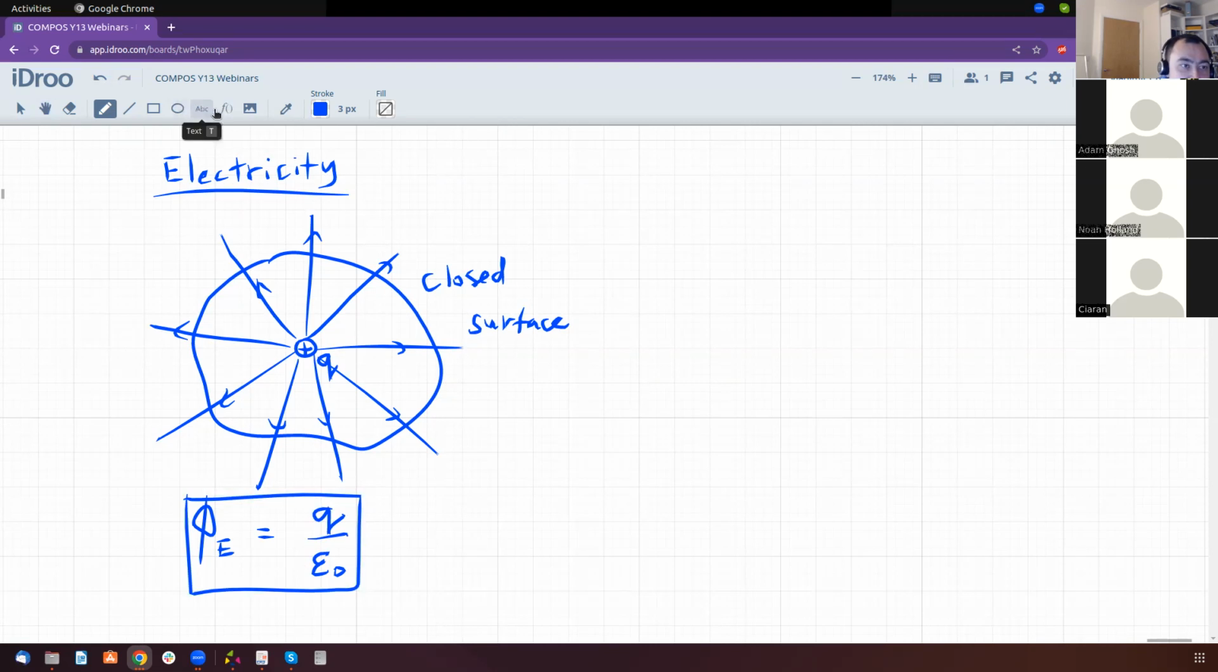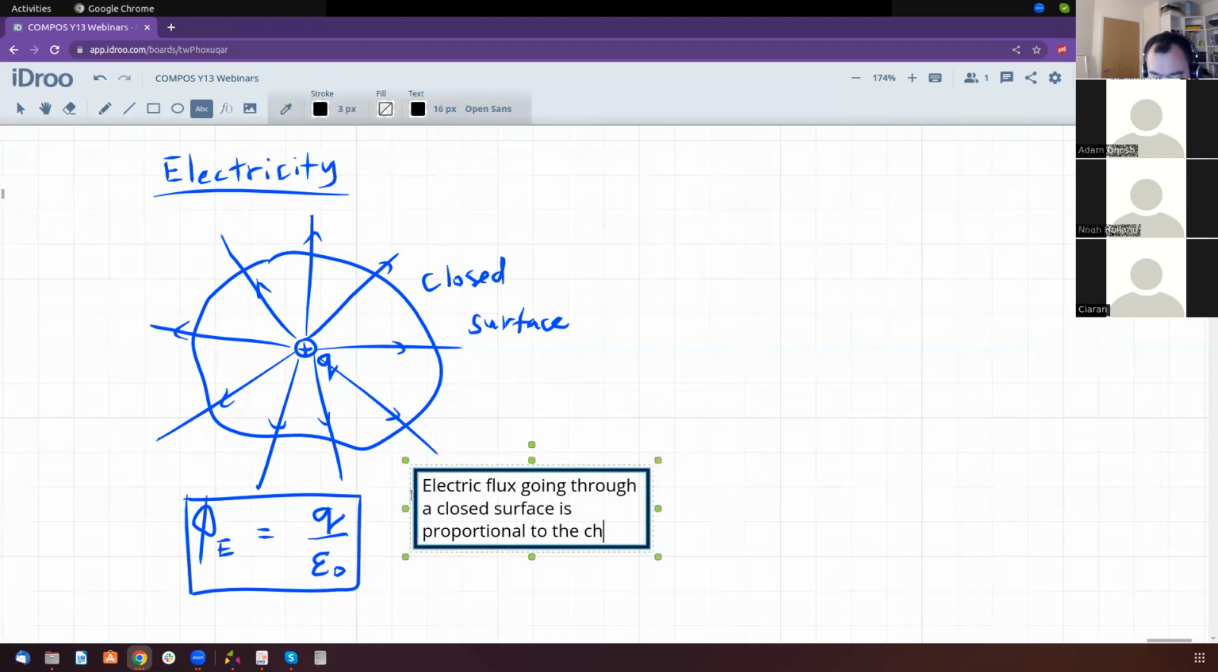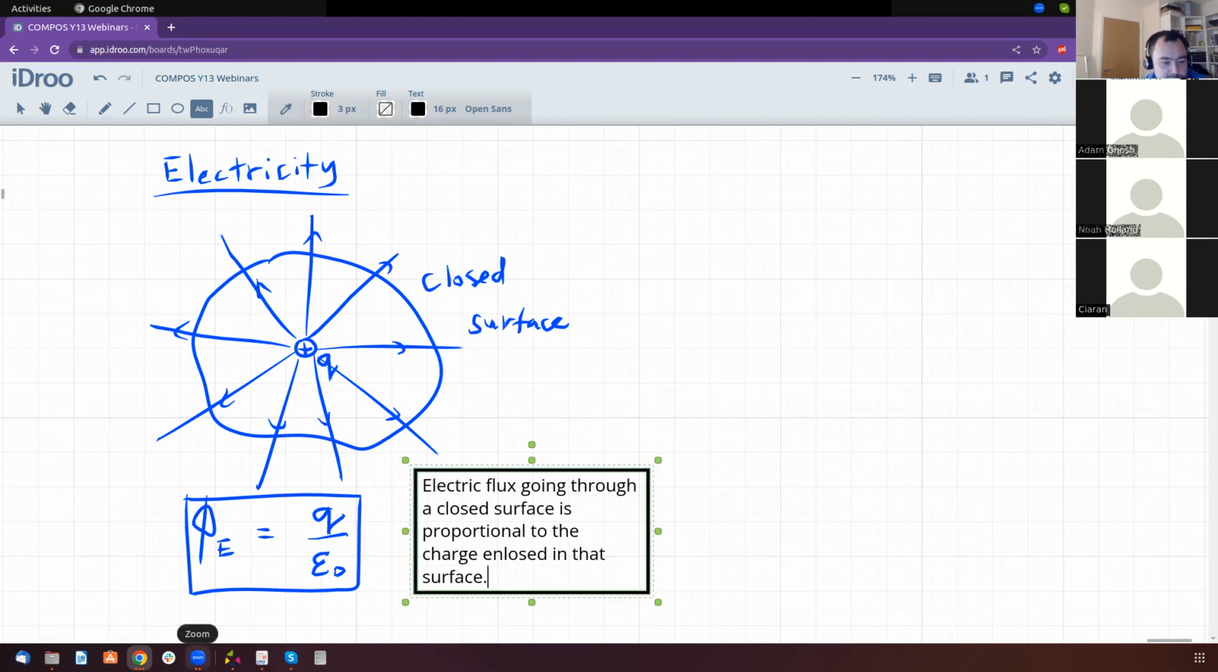So the electric flux going through a closed surface is proportional to the charge enclosed in that surface. Does that make sense to everyone? Do I need to explain more?